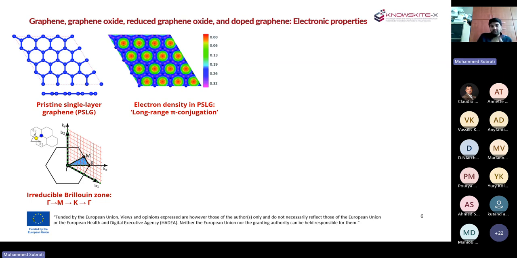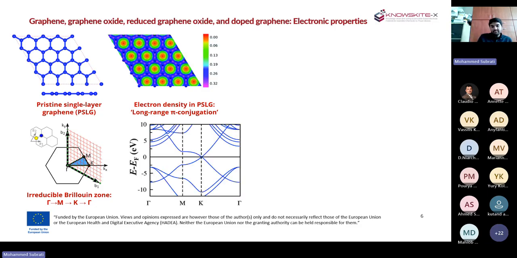We have defined a path to plot the band structure. In this case, we go from gamma, the center, to M, to K, and back to the gamma point. And this is the corresponding band structure. On the y-axis, you have the energy minus the Fermi level. So this means that the zero horizontal line is the Fermi level in this case. Below the zero, you have the valence band. You know this very well. And of course, on the top, you have the conduction band.